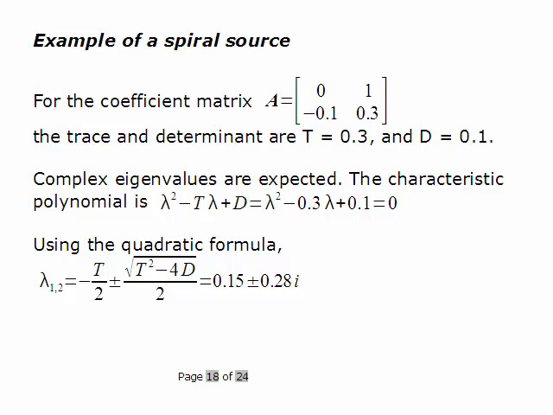Now I'll do an example for a spiral source. Here's another coefficient matrix. This is the one I'm going to use for this spiral source. The trace is 0.3, the determinant is 0.1. So t squared is less than 4d, so I expect complex eigenvalues. Here's the characteristic equation. I'm going to use the quadratic formula to solve for it, and I end up with these complex eigenvalues.